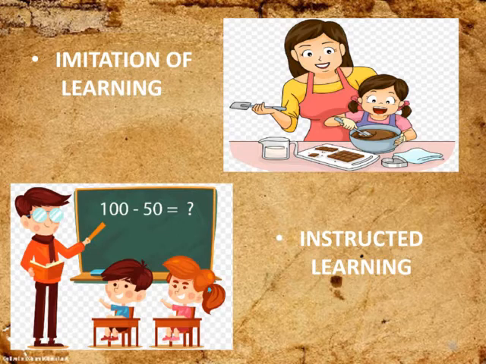Another way children learn is instructed learning, where they remember teachers' instructions and use this guidance in order to carry out tasks. Like in kindergarten, the teacher gave instructions to the students on how to draw, and the students carry out the task individually.